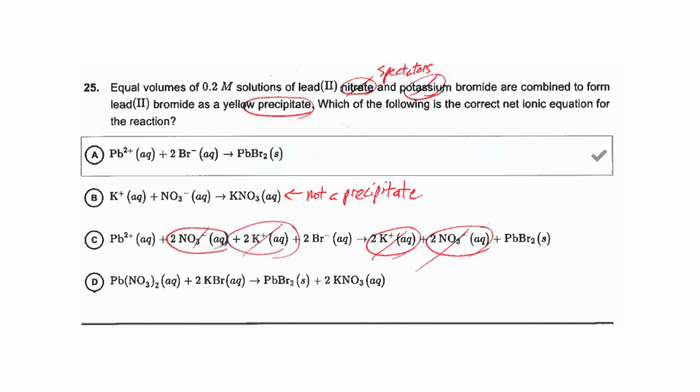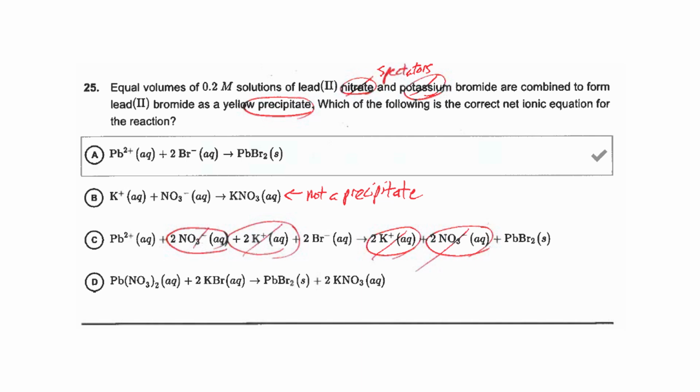Number 25, we're looking for the right net ionic equation. In a net ionic equation, the spectator ions have been removed. So in C, we should be removing all of those spectator ions, which would be nitrate and potassium, because nitrate and potassium are aqueous with their same charge on both sides, so they don't react.